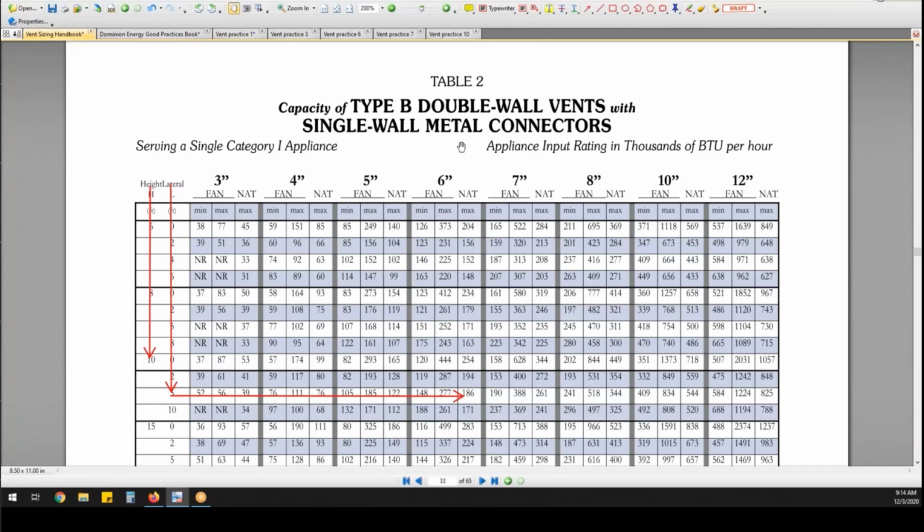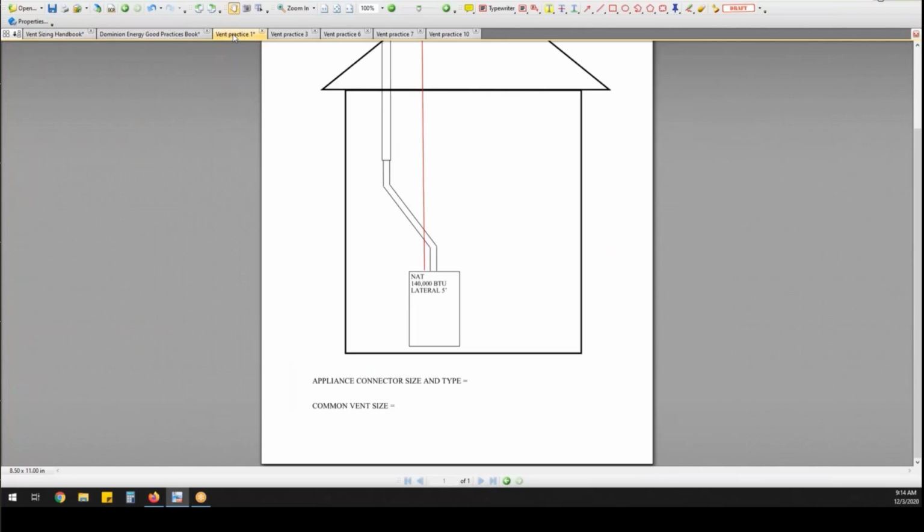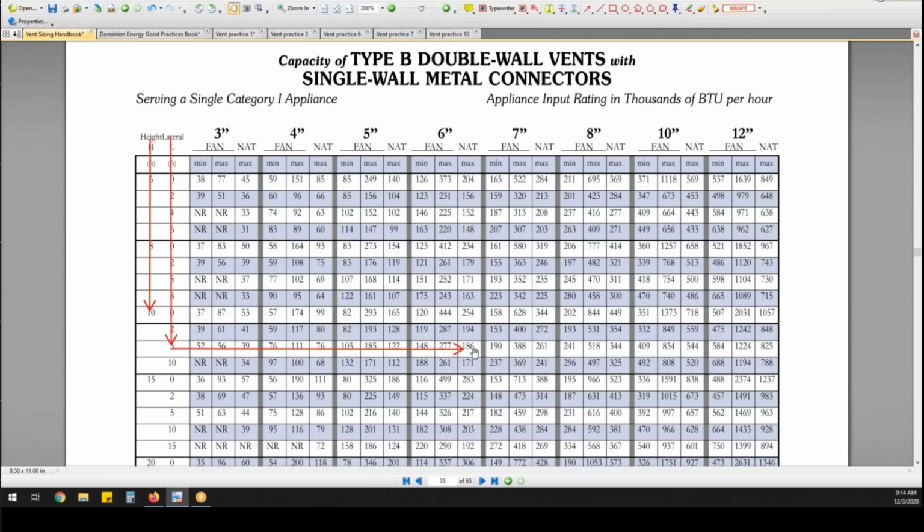Okay, so remember, we go back into the table. We're serving a single category 1 appliance, and I want to see if I can do single wall metal connectors. And I discovered, yes, I can, but they've got to be 6 inch still. So the whole thing has got to be 6 inch. But this stuff here, instead of spending close to 150 bucks on double wall, I can spend about 10 bucks on single wall. But it's still got to be 6 inch. Everything's got to be 6 inch.